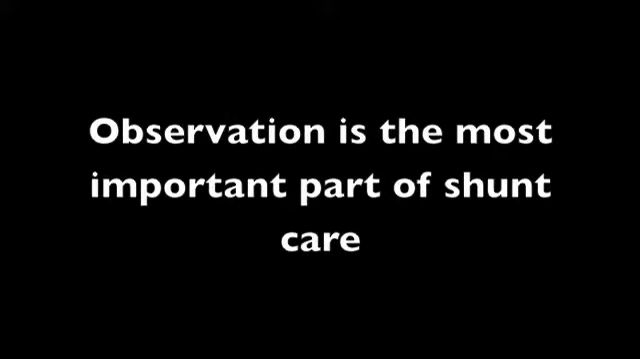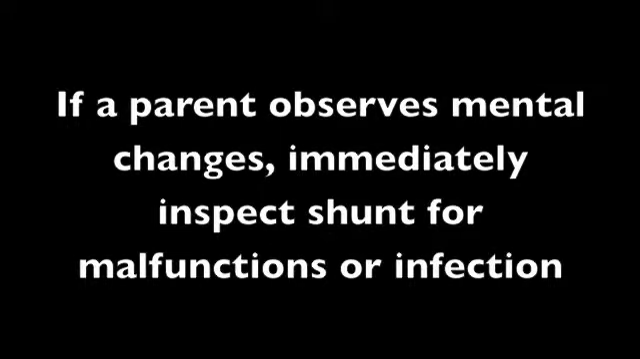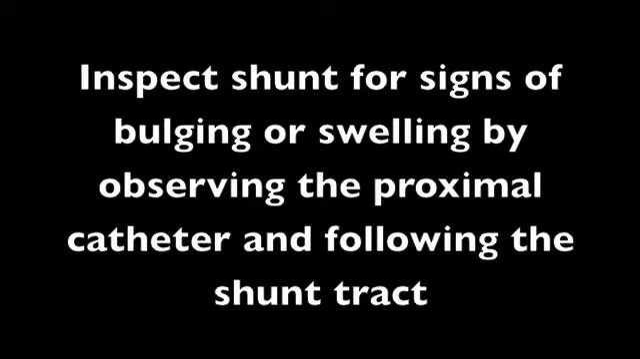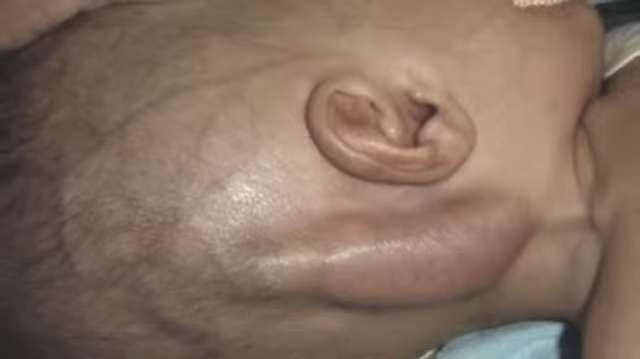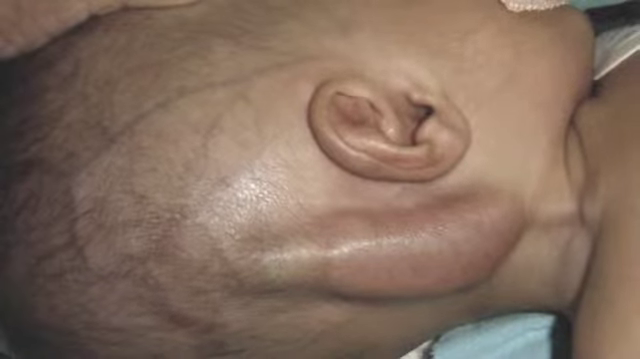Caring for a shunt. Observation is the most important part of shunt care. If a parent observes mental changes, immediately inspect shunt for malfunctions or infection. Inspect shunt for signs of bulging or swelling by observing the proximal catheter and following the shunt track. This baby has obviously experienced swelling of the proximal catheter.